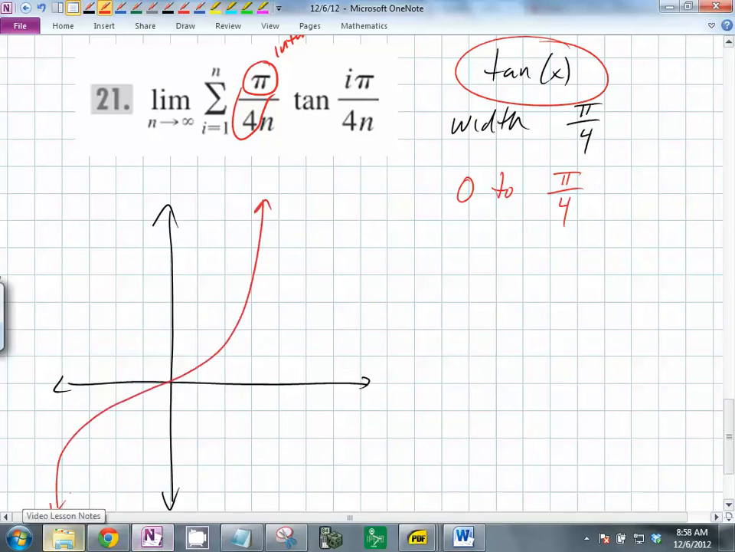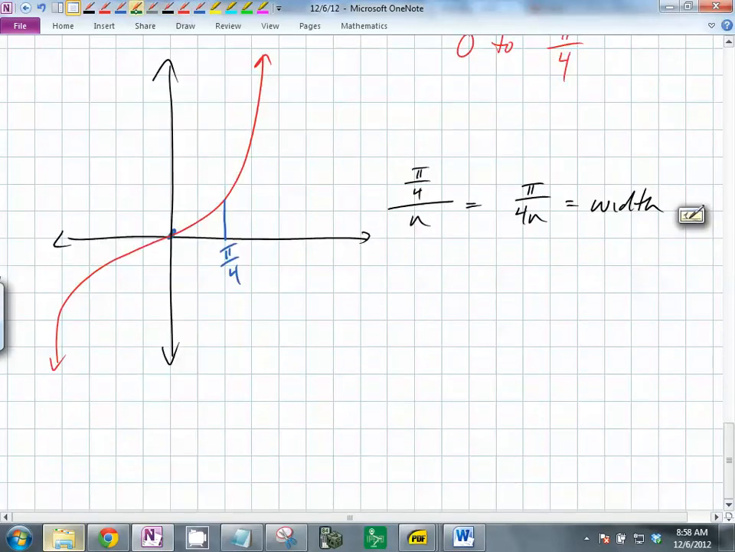So we're going from 0 to pi over 4. Okay. So we're going from here. Let's just say pi over 4 is right here. Is that okay? Just say okay. Our first x value, the first one right here, is going to be 0 plus what? Pi over 4n. What's our second one going to be? 0 plus pi over 4n times 2. And our third one's going to be 0 plus pi over 4n times 3. This is the i.